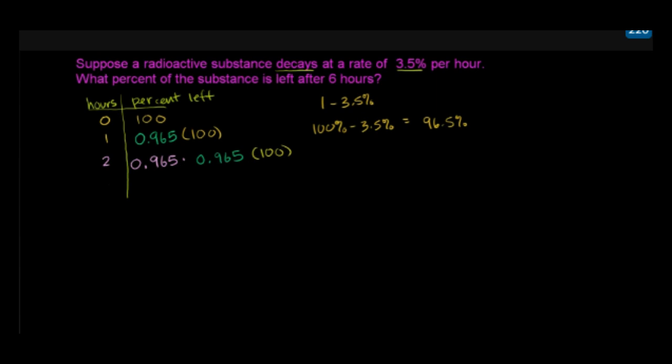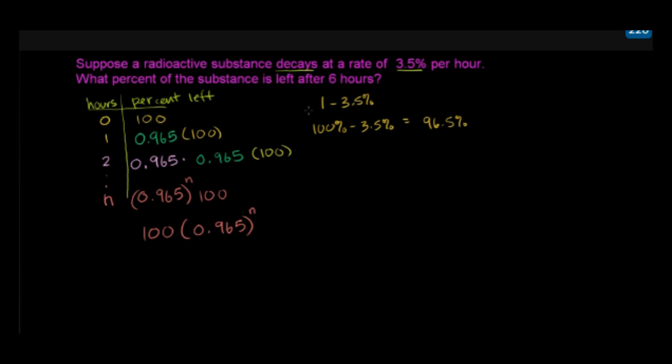So in general, in the nth hour, this is a nice bold color, we're going to have 0.965 to the nth power times 100 left of our radioactive substance. And oftentimes you'll see it written this way: you have your initial amount times your common ratio, 0.965 to the nth power. This is how much we're going to have left after n hours.